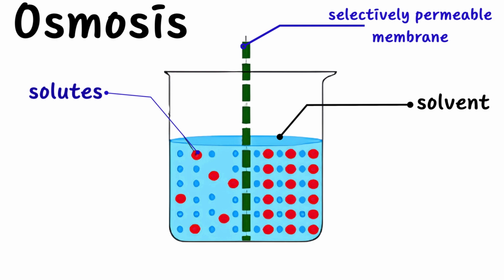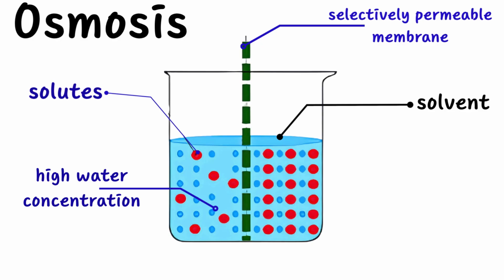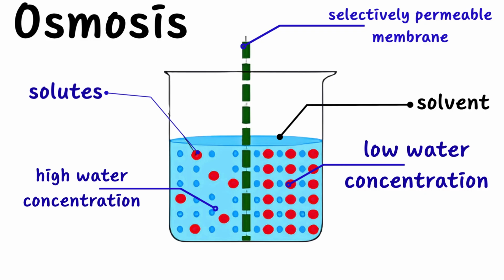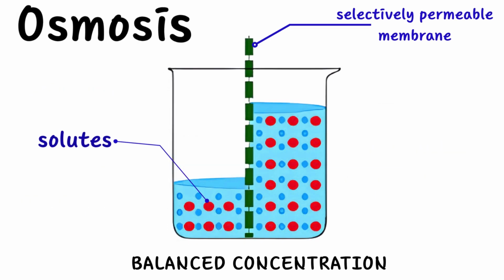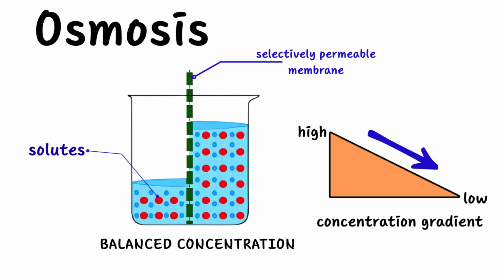The movement of water isn't random. Water always moves from an area where there is a lot of it, called an area of high water concentration, to an area where there is less of it, low water concentration. So, we can simply say that osmosis is the movement of solvents across a selectively permeable membrane from an area with high water concentration to an area with low water concentration. This movement continues until the concentration is balanced on both sides. When osmosis happens, water moves down its concentration gradient.